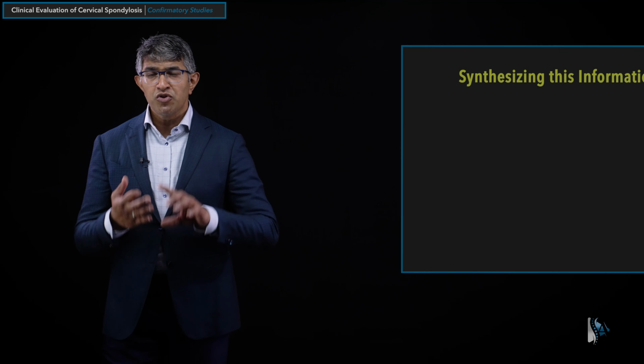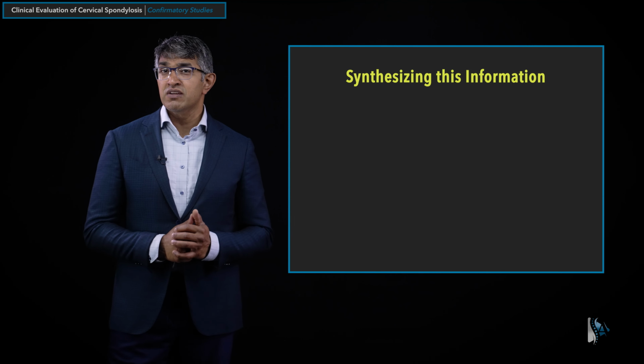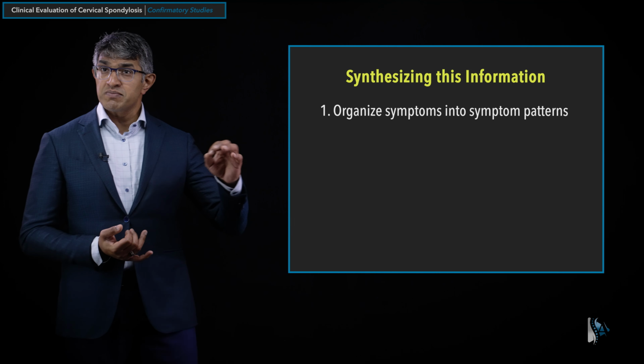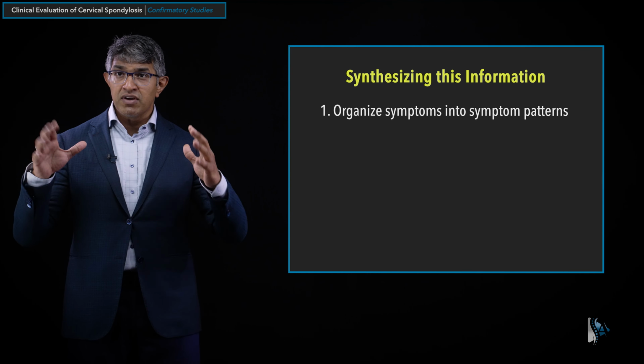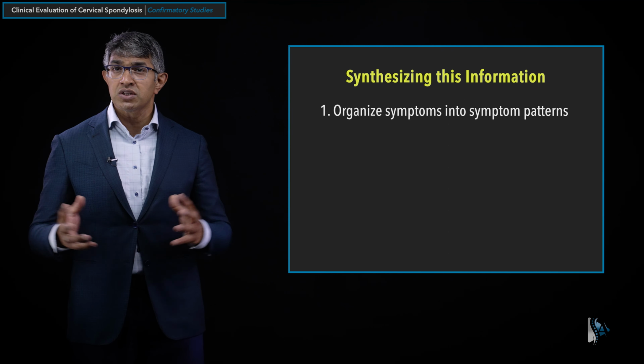We've gotten a good history, we've done a good physical examination, and we've looked at their imaging. The goal first is to synthesize that information. So we want to organize the symptoms into symptom patterns. So again, talk myelopathy, radiculopathy, neck pain, kind of think in a structured way so that you can understand what you're looking for and what you're trying to treat.